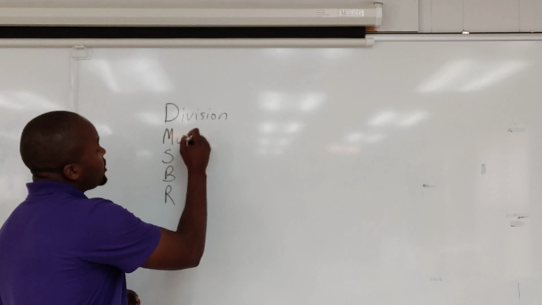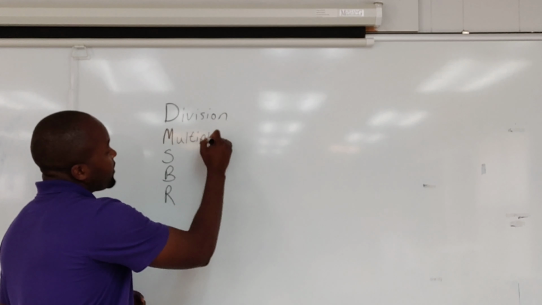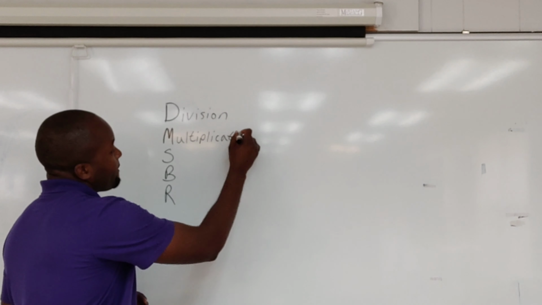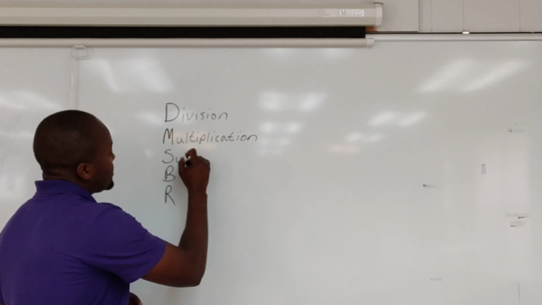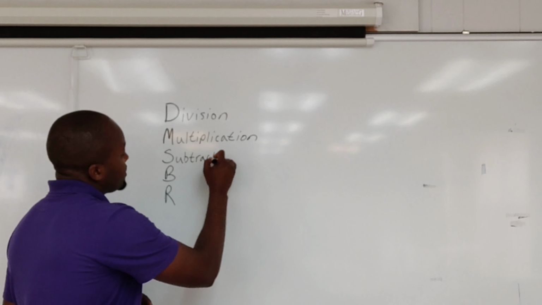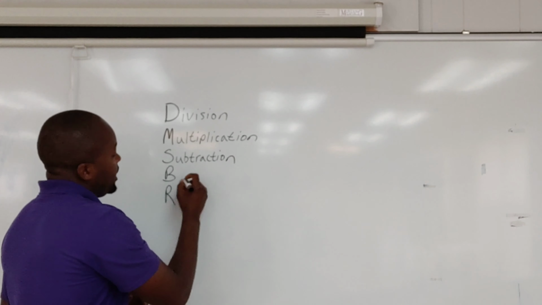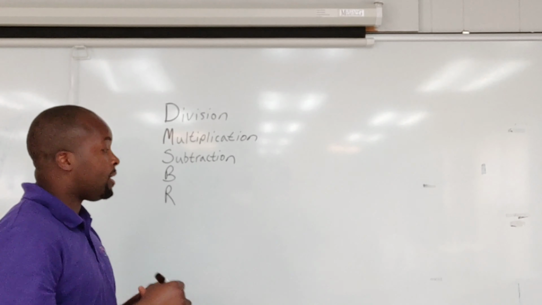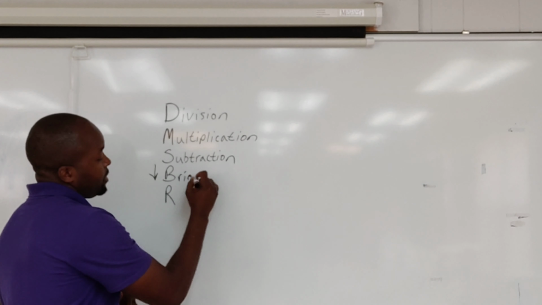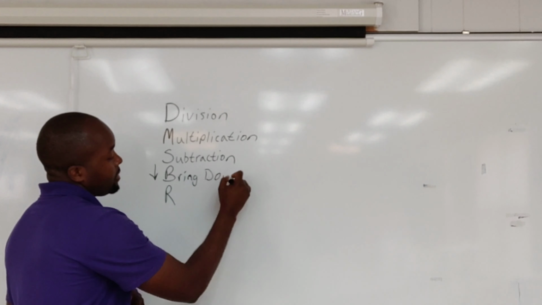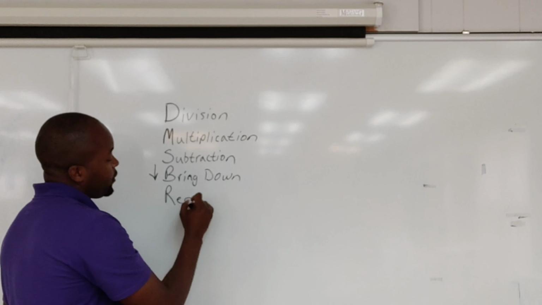The M stands for multiplication. The S is for subtraction. And the B is for bring it down. I'll put a little arrow here. Bring down. And the R is for repeat.